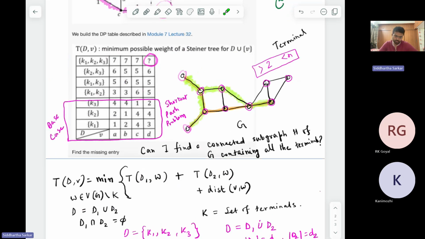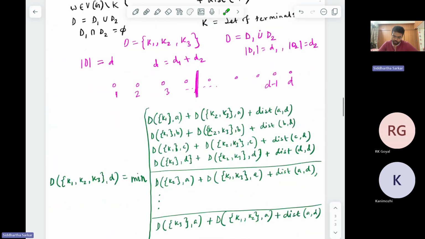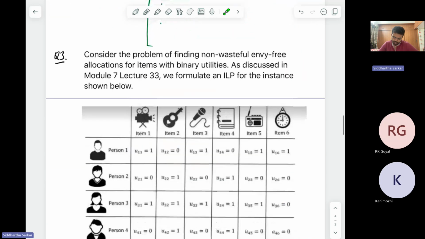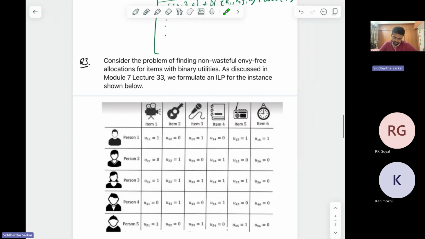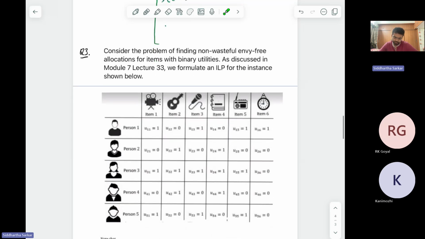Okay, thank you. So now we have two more questions, and these are very simple. So I'll talk about it first. There are certain items. There's a camera, a guitar, a mic, a book, a notebook, a radio, and a clock. And these are to be distributed among 5 human beings.